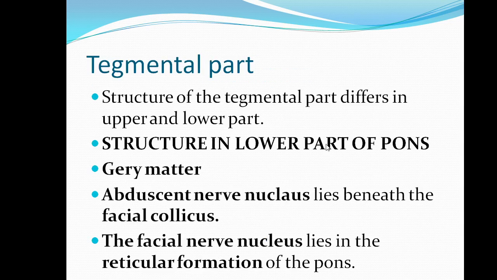The tegmental part. The structure of the tegmental part differs in the upper and the lower part. Structure in the lower part of the pons: here the special features in the gray matter are, number one, the presence of the abducent nerve nucleus, which lies beneath the facial colliculus. Number two, the facial nerve nucleus lies in the reticular formation of the pons.